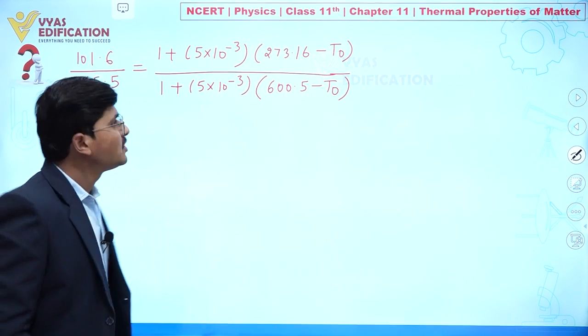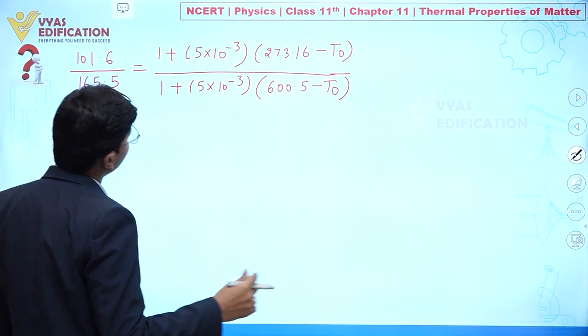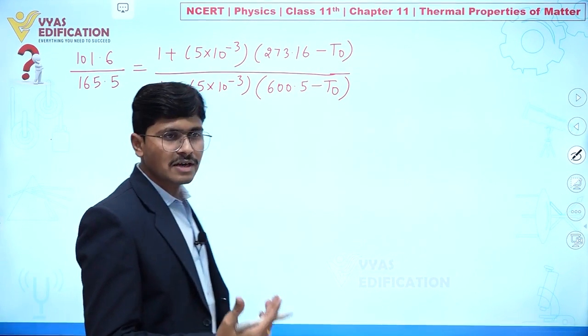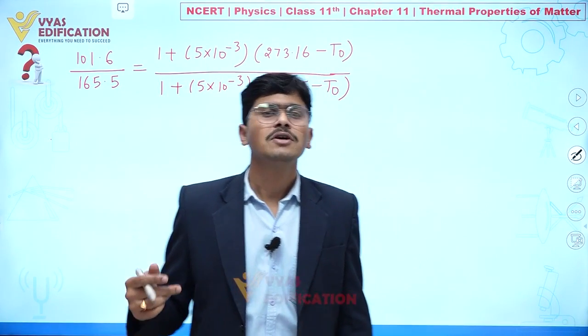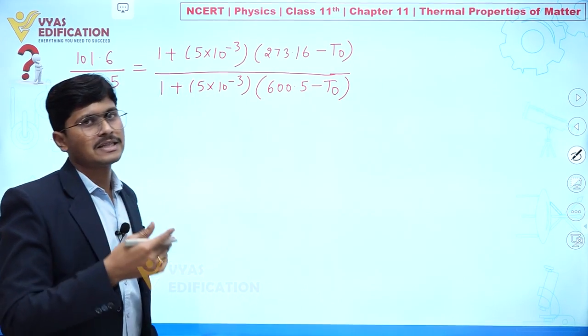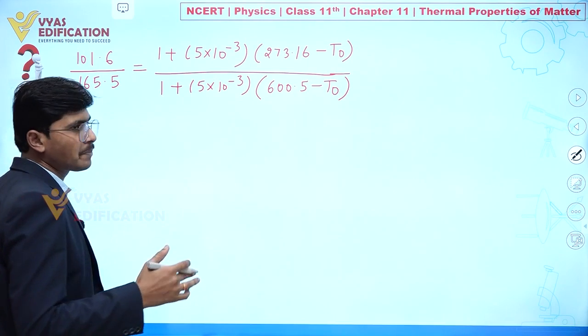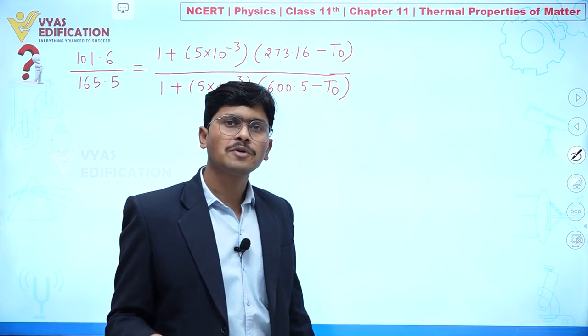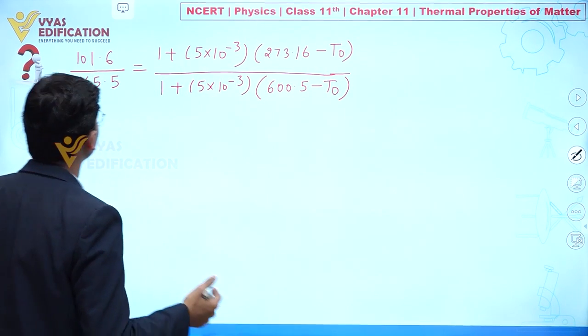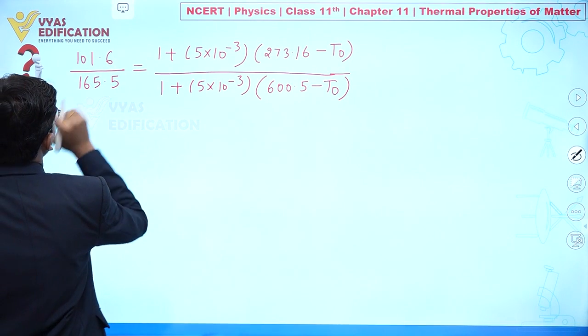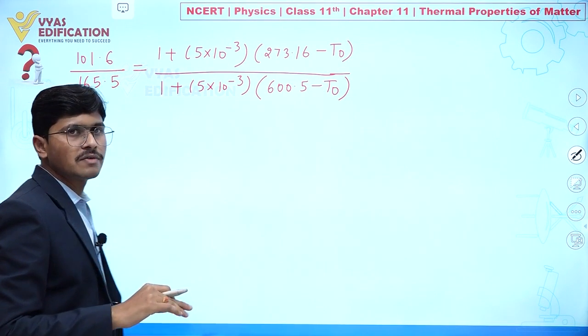Clear to everyone? So from here we have to find the value of T naught. Now you can say, sir, the calculation is very lengthy. Yes, definitely the calculation is lengthy because the given data is like this. But actually you can take some approximation, and then the calculation may be simple. Let's suppose I take this as 100 and this as 160, for example.